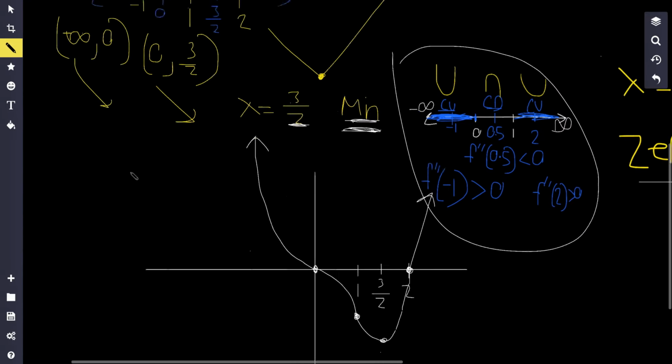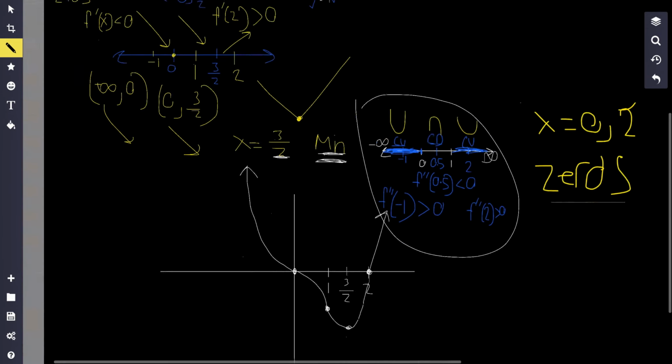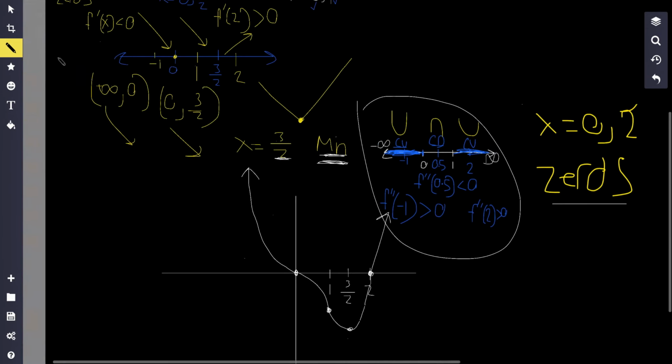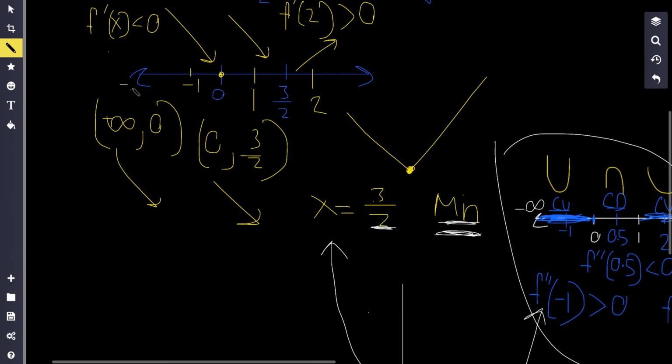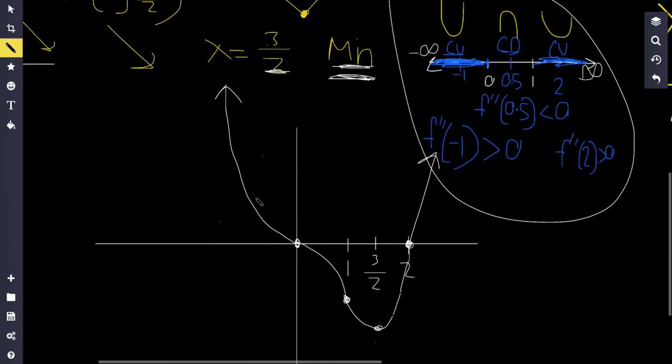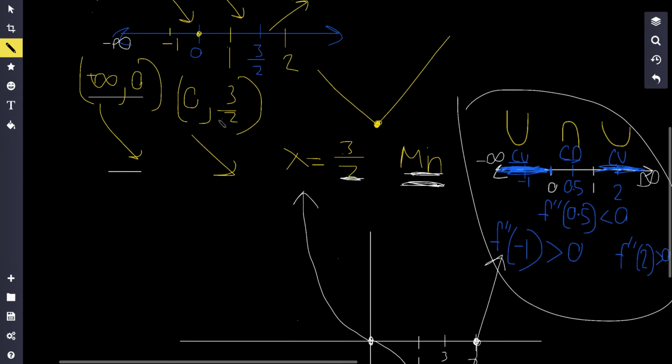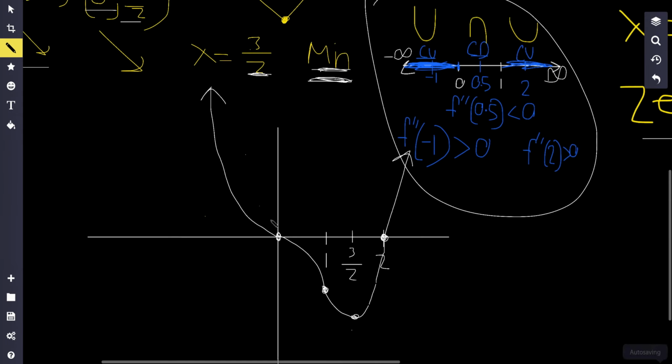And if you want to check your work, if you're not so sure about how your work is doing, you can look at your first derivative. So the last step here is to confirm everything with your first derivative. The first derivative tells me that from negative infinity to 0, my function is going to be decreasing. Is it decreasing from negative infinity to 0? Yes, it is. What about from 0 to 3 over 2? Is it decreasing? Oh yeah, that's definitely decreasing.